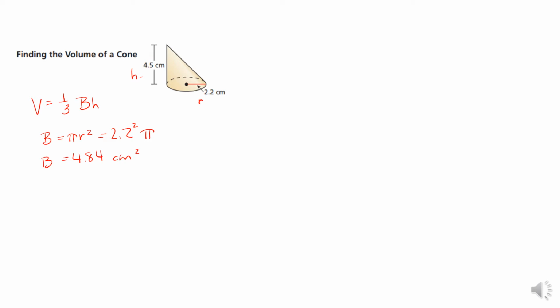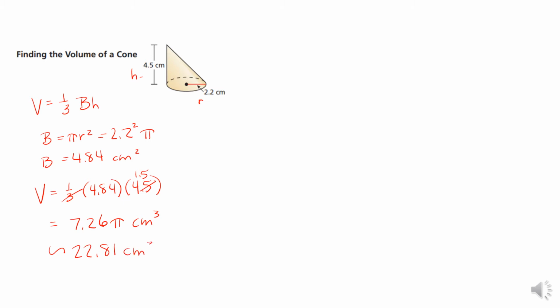So now I'm going to plug that into the formula. Volume equals 1/3 times 4.84 times 4.5. I can cross cancel this and get 1.5. Either way, the volume equals 7.26 pi centimeters cubed. And that's approximately 22.81 centimeters cubed.